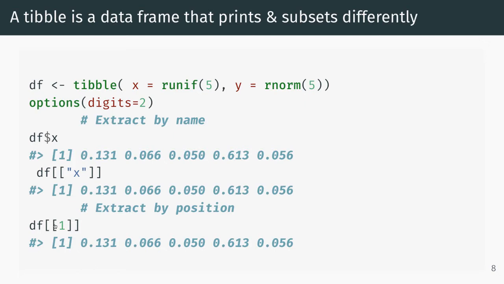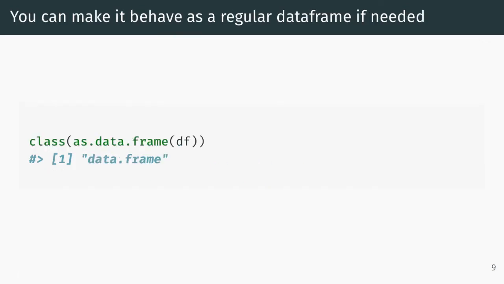So it prints differently and subsets a little bit differently from a data frame. But you can make it behave as a data frame. So if I take df, this was the tibble you might recall from the last slide, and convert it to a data frame, and then I inquire of it what its class is, its class is data frame.